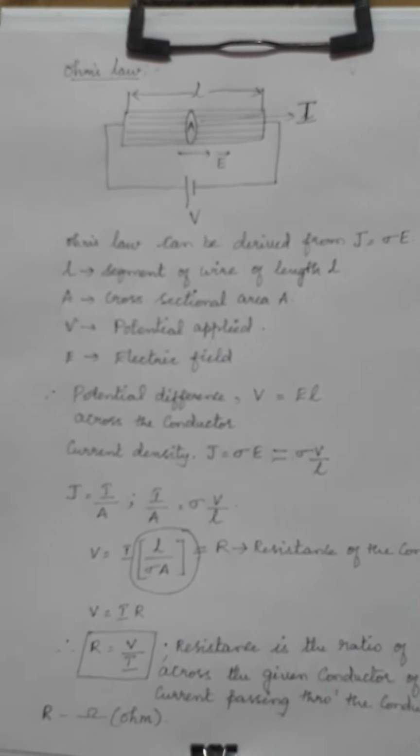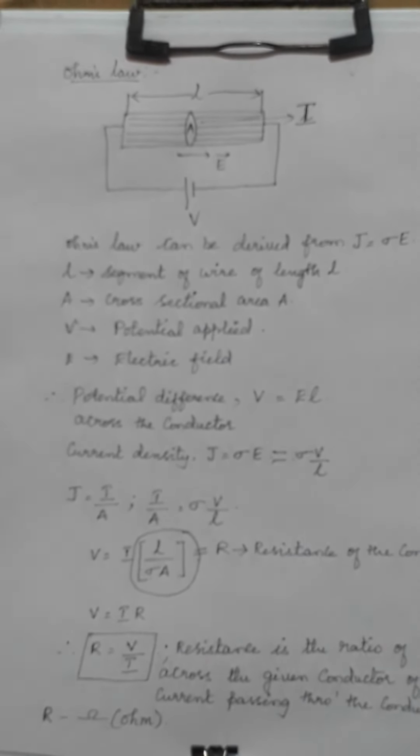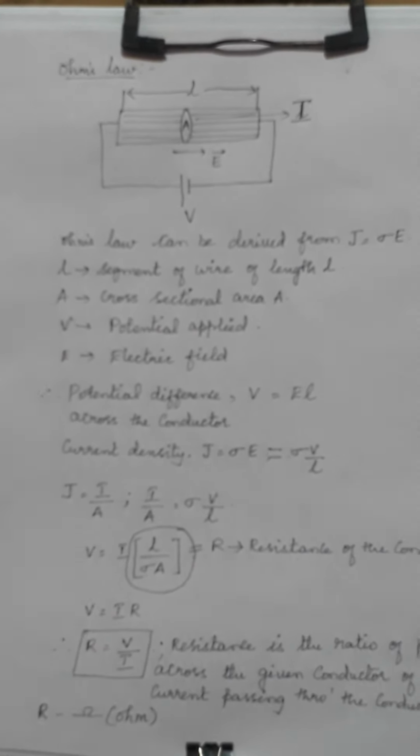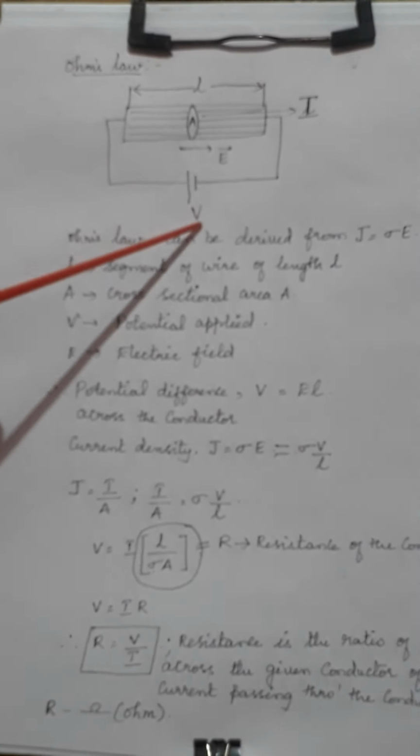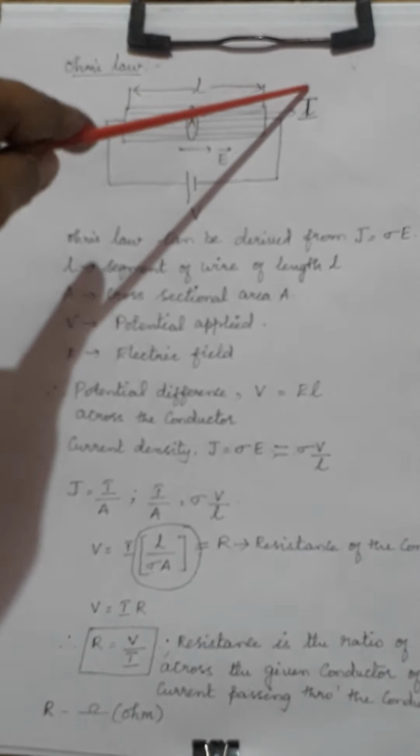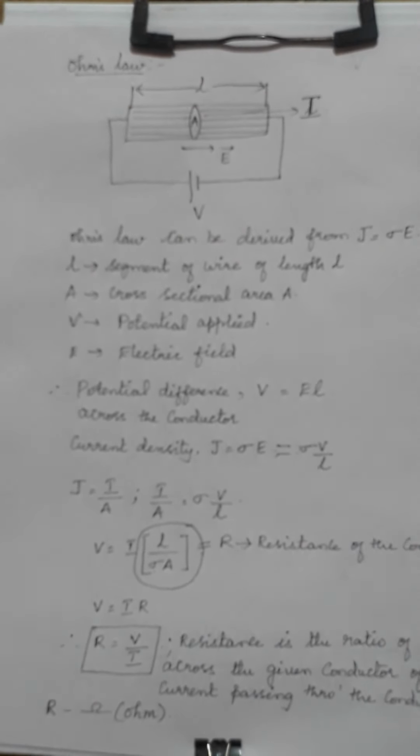Now in 10th standard you have studied about Ohm's law. What does Ohm's law say? All will immediately remember the expression V is equal to IR. But actually Ohm's law is a law which relates the potential and the current. On applying some potential, what happens to the current? That is what Ohm's law is.